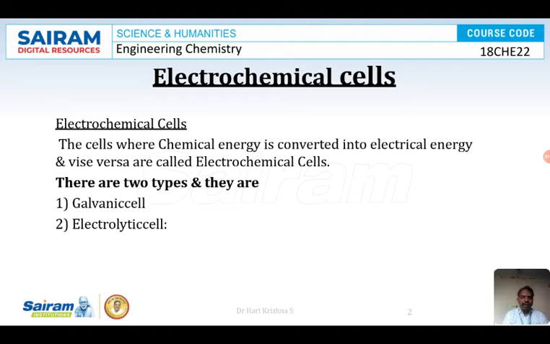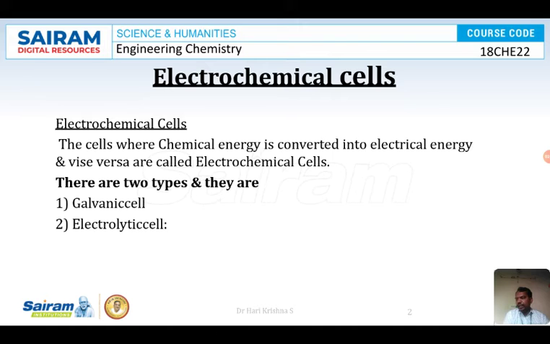When you're using your mobile phone, the chemical energy is stored in the battery. Normally the battery used is a lithium battery, right? The energy will be stored in the form of chemical energy. Lithium will get converted into lithium ions and gives electrons. That electron will be used for the functioning of various apps on your mobile. So that is a galvanic cell, where chemical energy is converted into electrical energy.